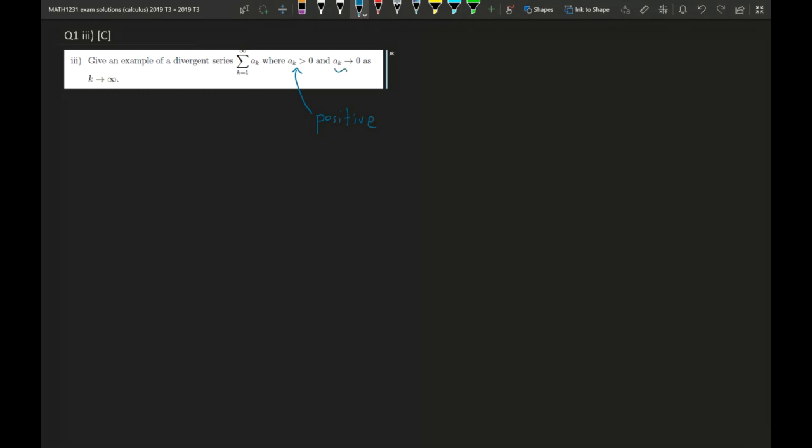I like to think of this as a series which is trying to converge, but it's not really going to be able to, because we are looking for a divergent one. So this is a necessary condition, but it's not sufficient.